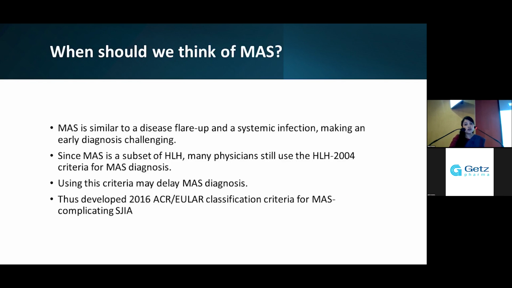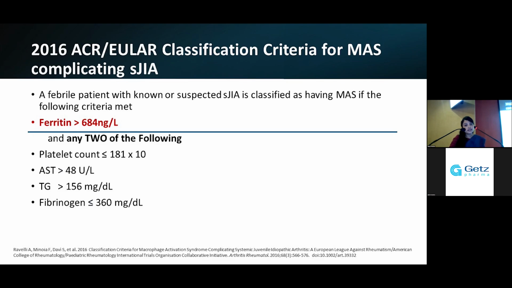So when should we think of MAS? MAS is similar to a disease flare and a systemic infection, making the diagnosis challenging. Since MAS is a subset of HLH, many physicians tend to use the HLH 2004 criteria to diagnose MAS, but using these criteria may delay the diagnosis. Therefore, in 2016, the ACR/EULAR classification criteria were made, for complications in patients with systemic onset JIA. And this was the criteria.